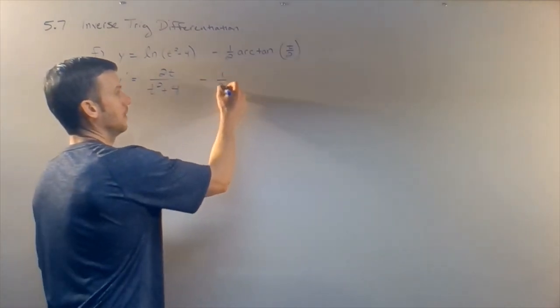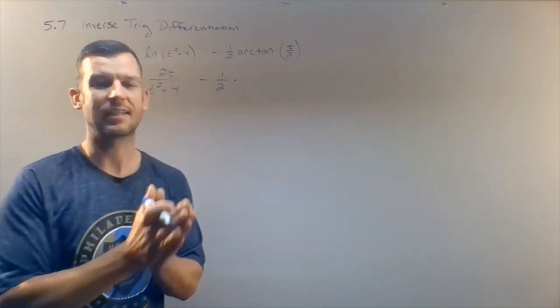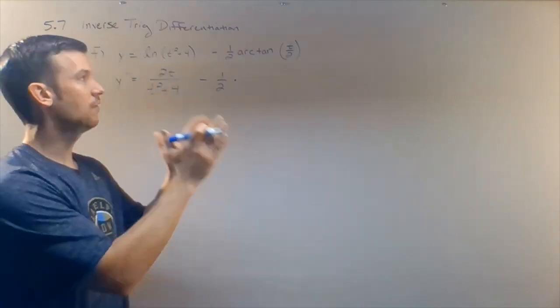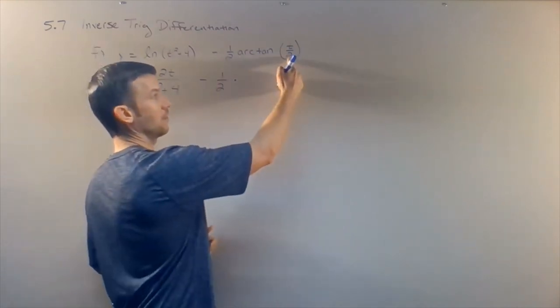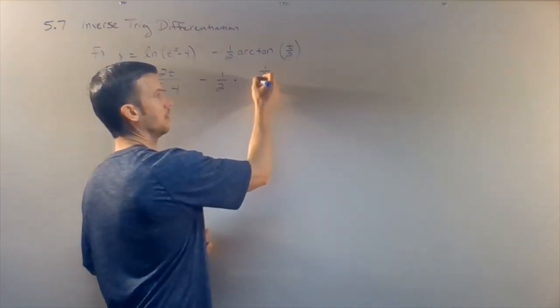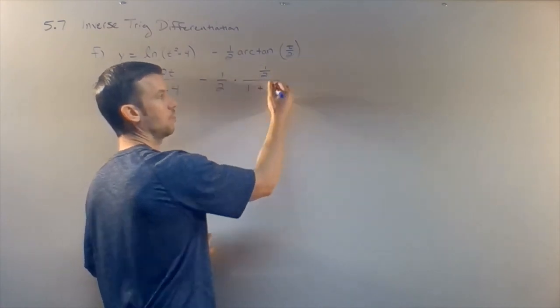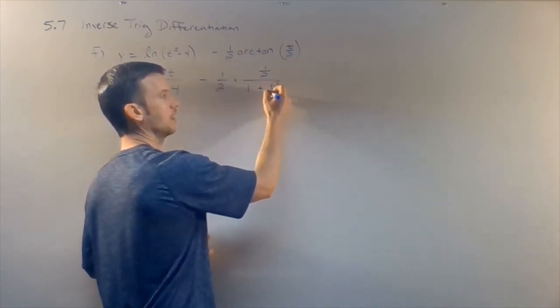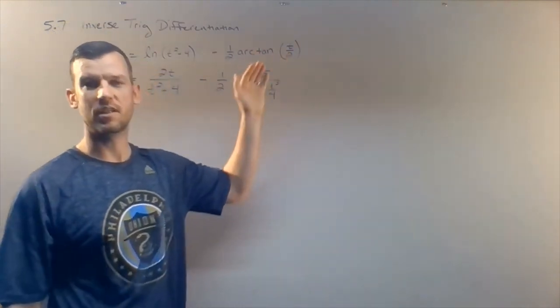Minus 1/2 times, that constant doesn't really affect how we do a derivative, so I can just keep it out front. The derivative of arctangent of a function is the derivative of this function, which is 1/2, over 1 plus the function squared, which is t squared over 4. That function squared is t squared over 4.